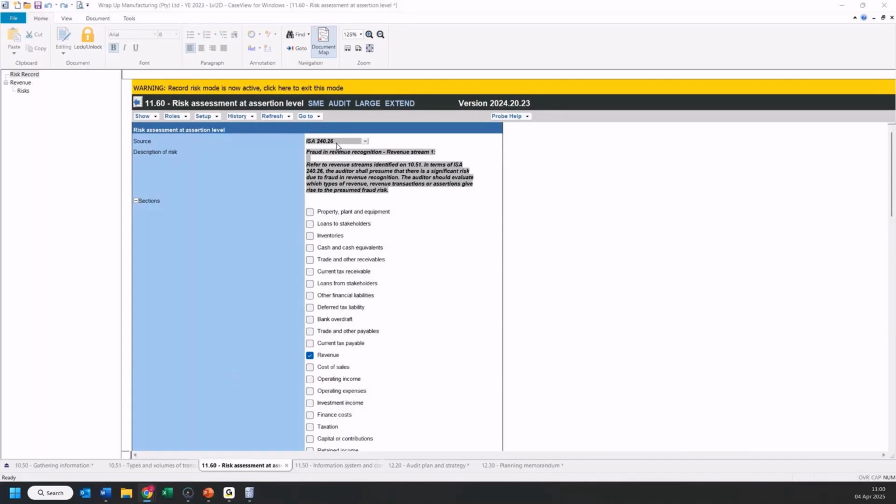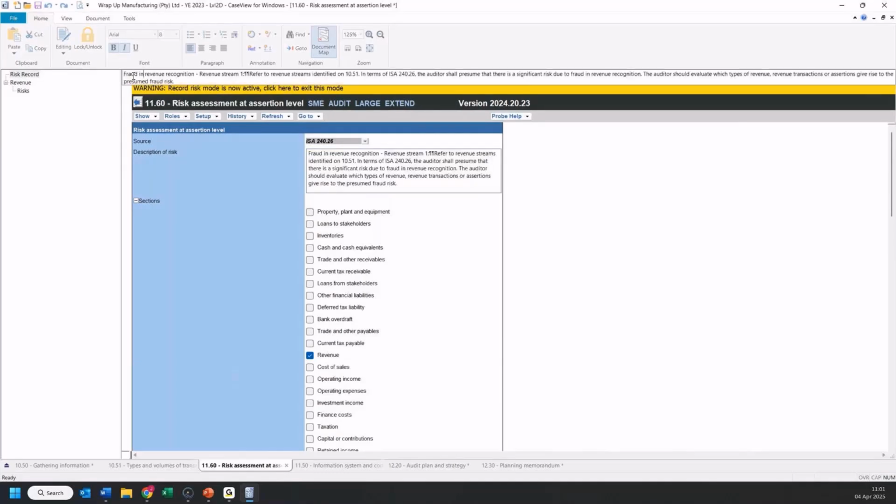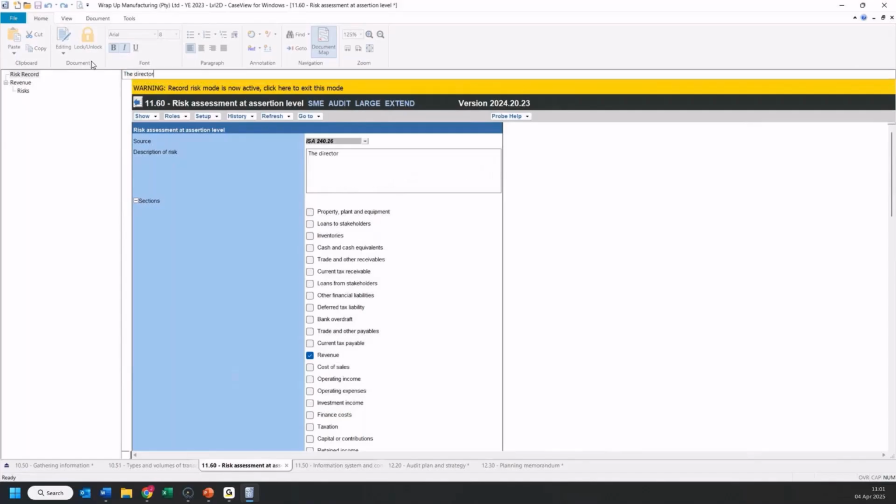So the source, I always like to keep the source for the fraud risk the same. If you do override it, it takes away that paragraph. And really, we are recording this because of that paragraph reference, so I like to keep it there. Then in my input field for description of risk, I will type some text. You can actually go to this little line right at the top and start typing there.